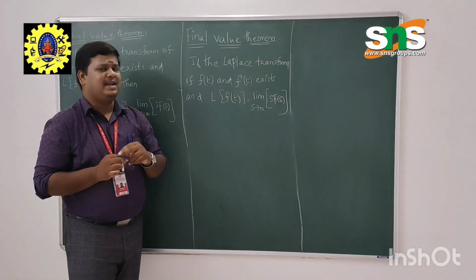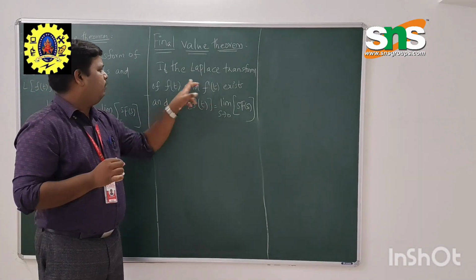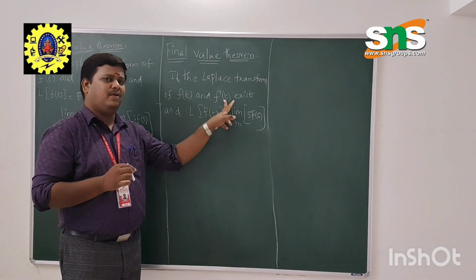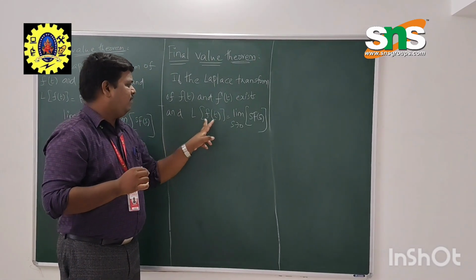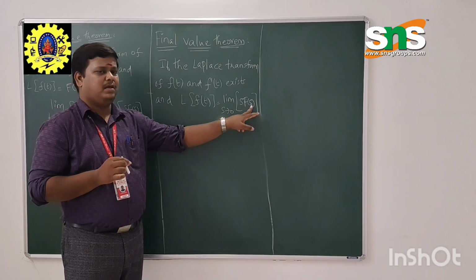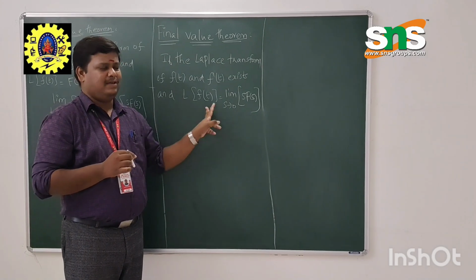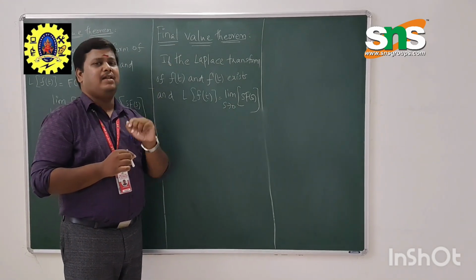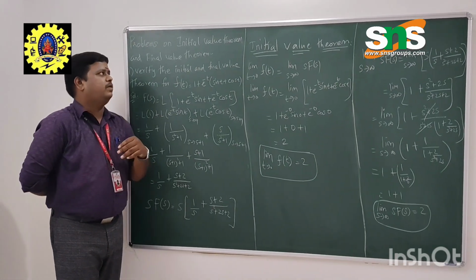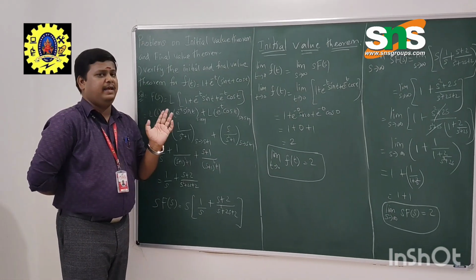Next we are going to see the final value theorem. If f(t) and f'(t) exist and L of f(t) is equal to F(s), then limit t tends to infinity of f(t) is equal to limit s tends to 0 of s into F(s). If these two conditions are satisfied, then the final value theorem is verified. Next we are going to see problems on the initial value theorem and final value theorem.